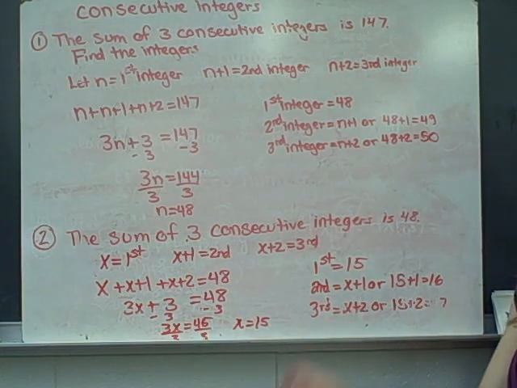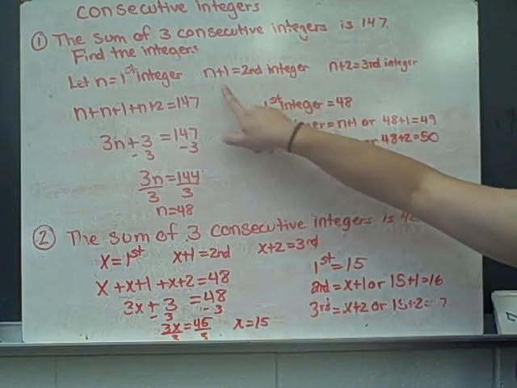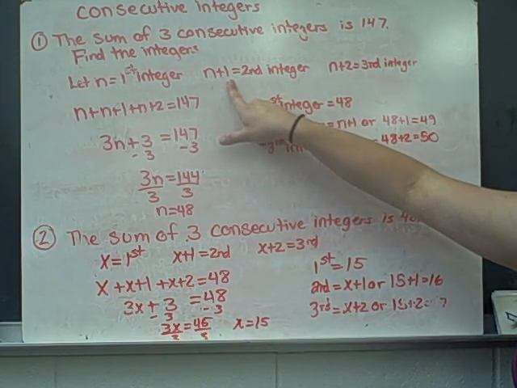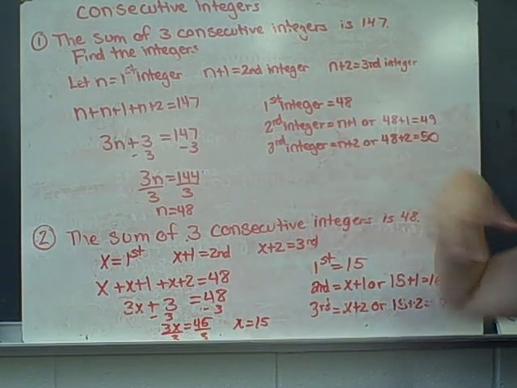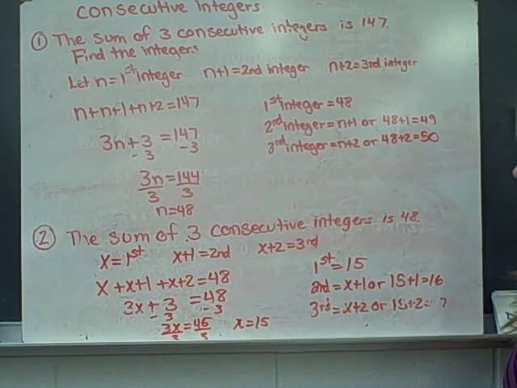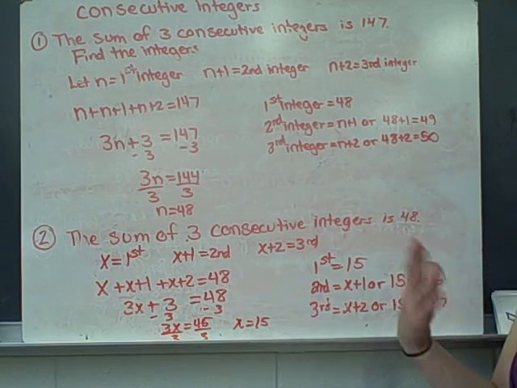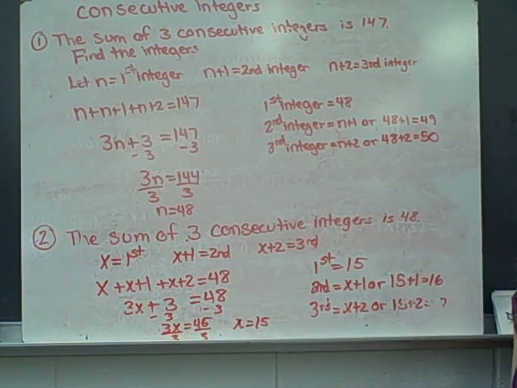In order to get to my next integer, all I have to do is add 1, right? Because they're consecutive. So my second integer would be n plus 1. My third integer would be n plus 2. If I had a fourth integer, it would be n plus 3. We're just adding 1 to that first integer to make it consecutive.